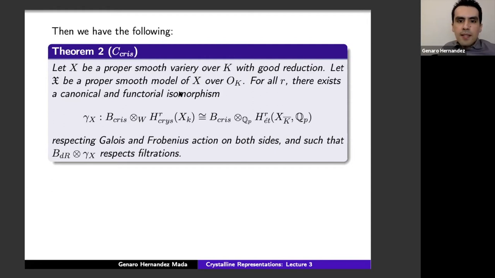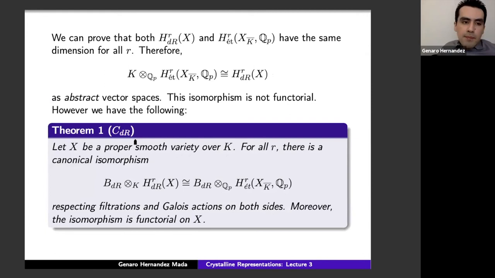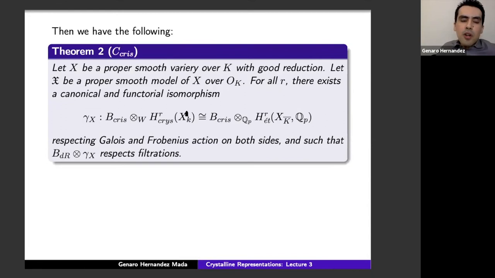For all r, there exists a canonical and functorial isomorphism that I'm denoting here by gamma_X, which is very similar to the one that we got for B_dR, just that here we have B_cris, and we are relating the étale cohomology to the crystalline one instead of de Rham. So in this theorem, we are relating de Rham cohomology with the étale one via the period ring B_dR. In the other one, we are relating the crystalline cohomology of the special fiber with the étale cohomology of the generic fiber via the period ring B_cris, okay?